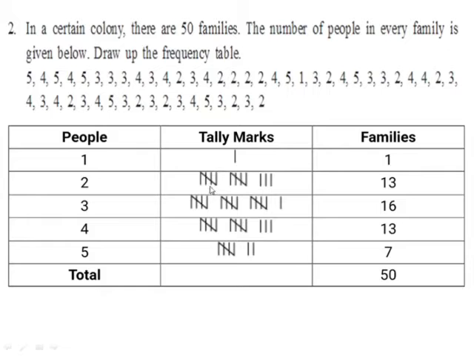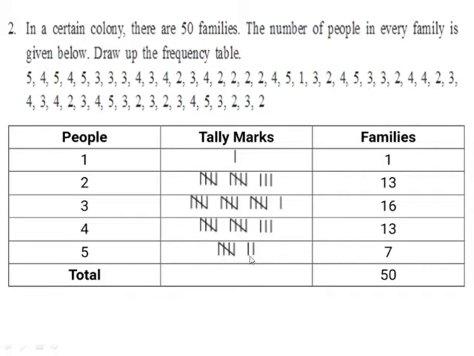Now here there are 5, 10 and 3, 13 tally marks, therefore the frequency is 13. Now here 5, 10, 15 and 1, 16 tally marks are there, therefore the frequency is 16. Then 5, 10 and 3, 13 is the frequency here, where there are 4 members in a family.